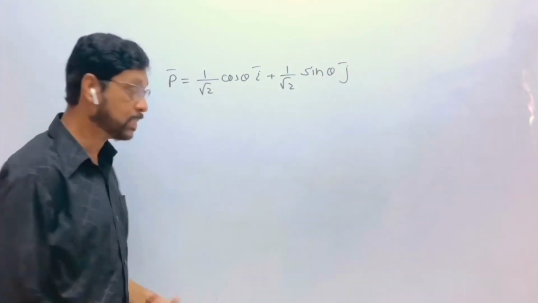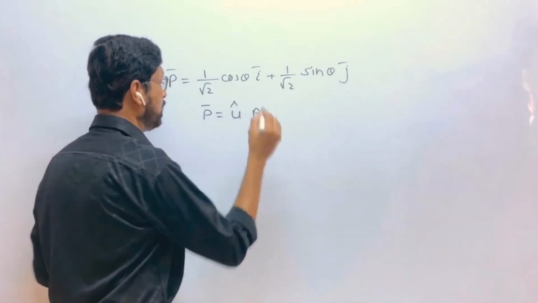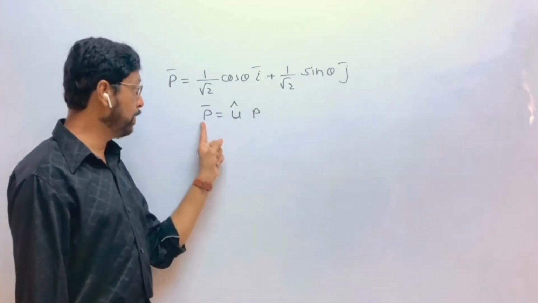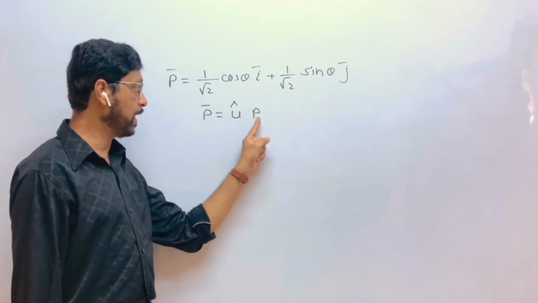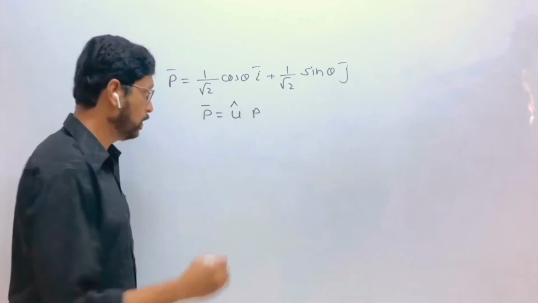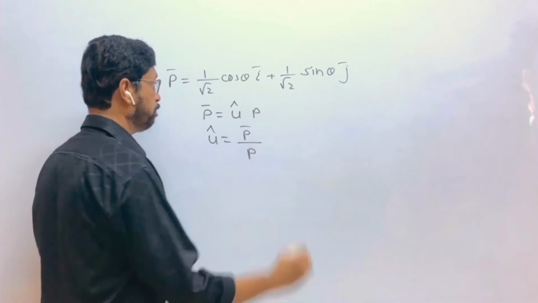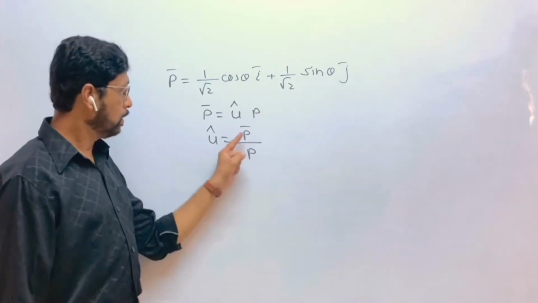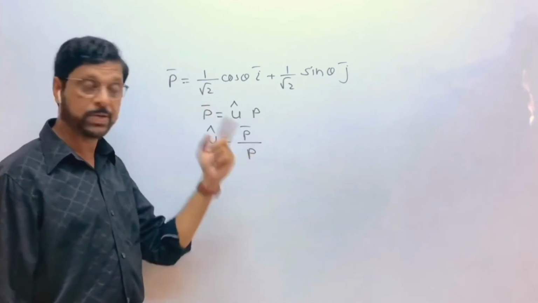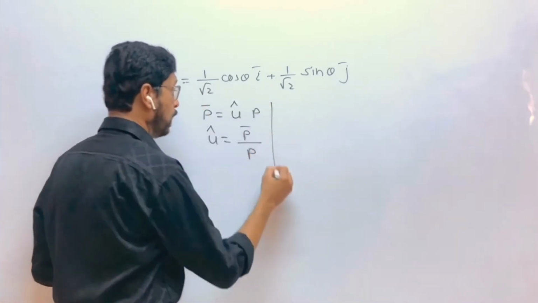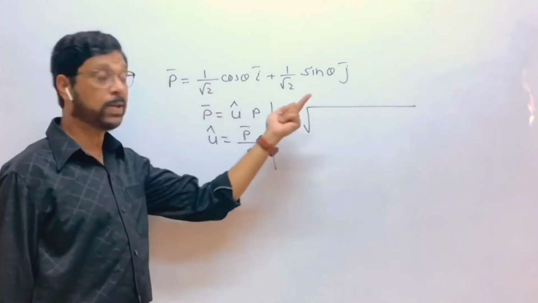If you remember the concept of unit vector, vector P will be U into P, isn't it? Any vector can be written as the unit vector in the direction of it multiplied by the magnitude of that vector. So unit vector will be vector P upon P. Now vector P is given. This P, the magnitude of vector P, we'll find out. How we'll find out? Magnitude will be under root ax square plus ay square.